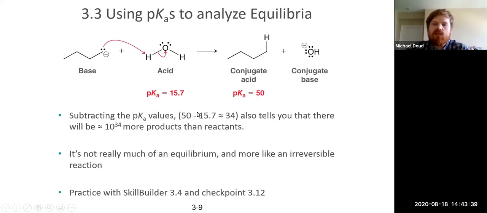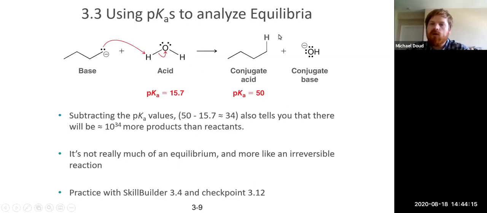Okay, and you can also figure out roughly the equilibrium constant, or at least the power of the equilibrium constant. The bigger the difference in pKa's, the more strongly the equilibrium is going to be favored one way or another. So for example, here we have a carbanion picking up a proton from water. Water is acting as the acid and has a pKa of 15.7, to form an alkane. Well, the alkane has a pKa of 50. That's an extremely high pKa. It's a very, very weak acid. It doesn't want to give up that proton at all.